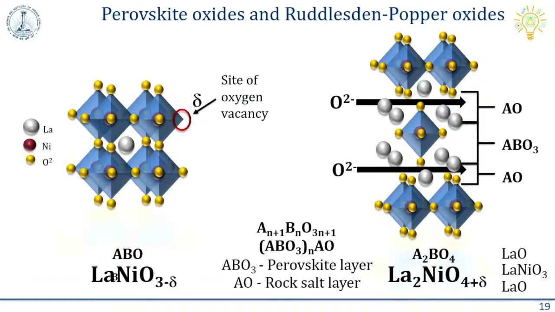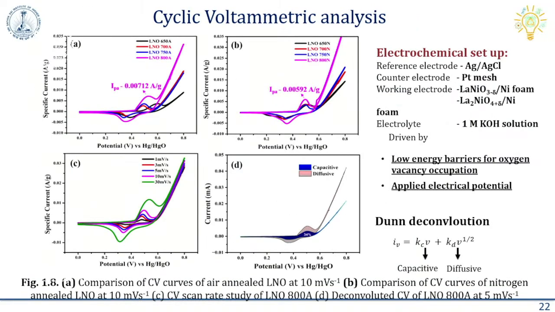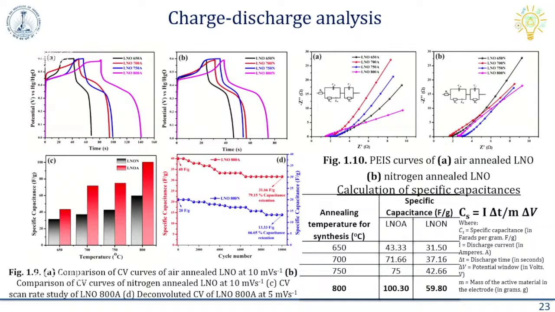To test the hypothesis whether oxygen vacancies actually help in charge storage, we did a cyclic voltammetry study to see whether the defects actually play a role in the charge storage. These two are a comparison of a defective and an excess sample, where, if we calculate the specific capacitances, it is almost half the order.